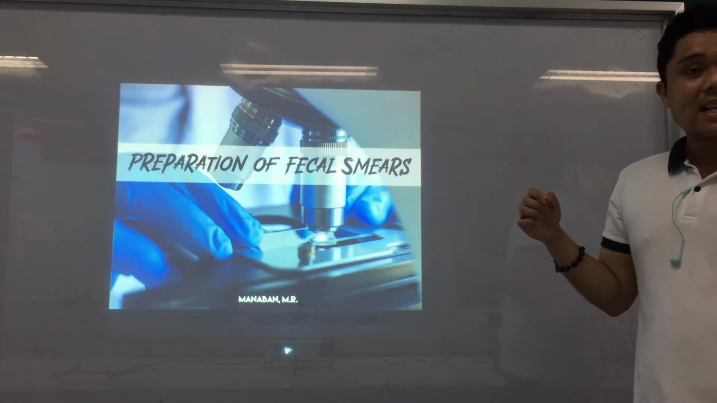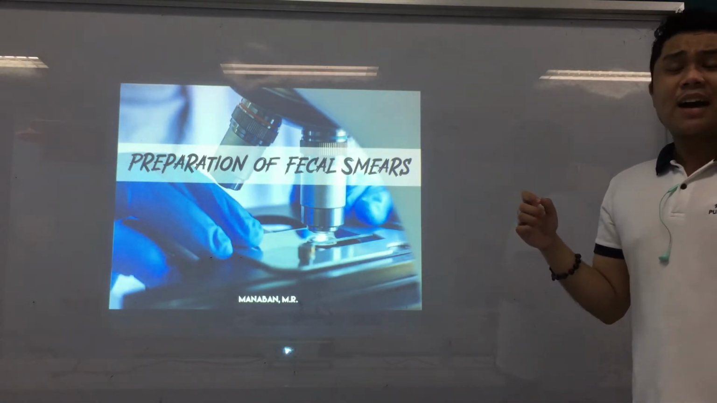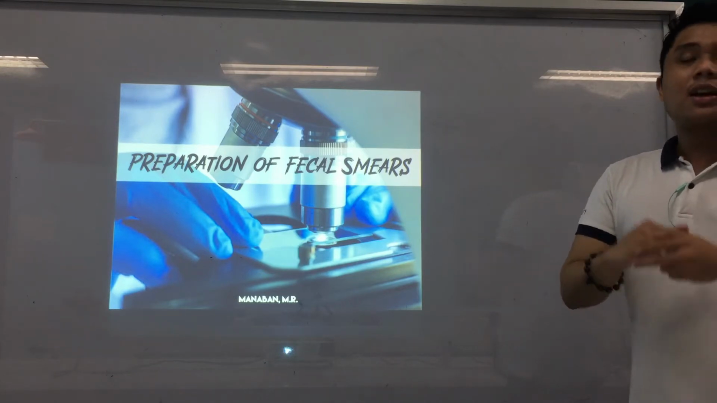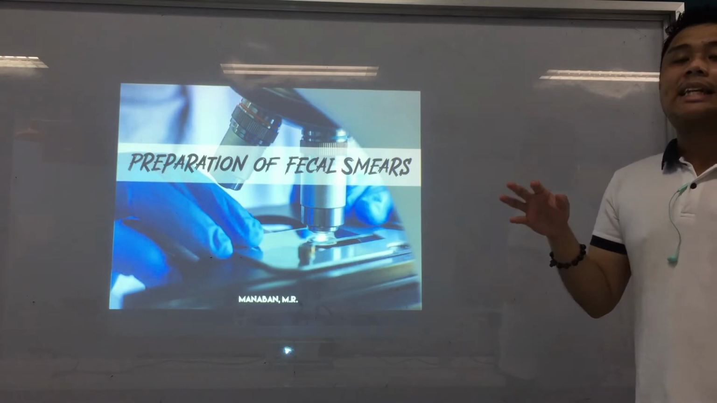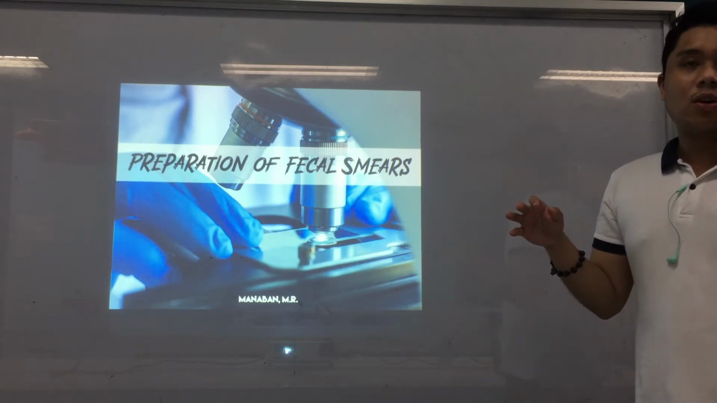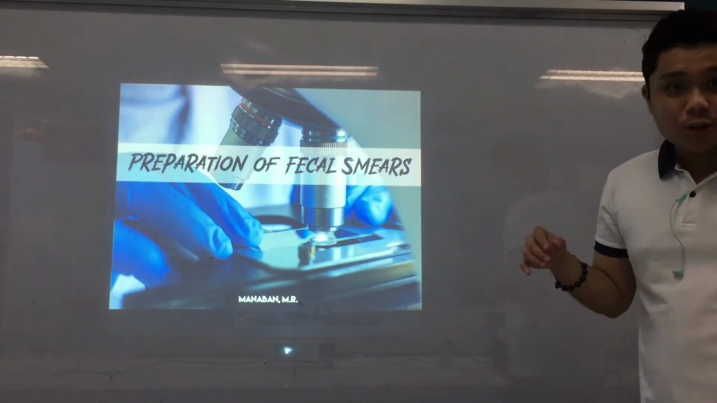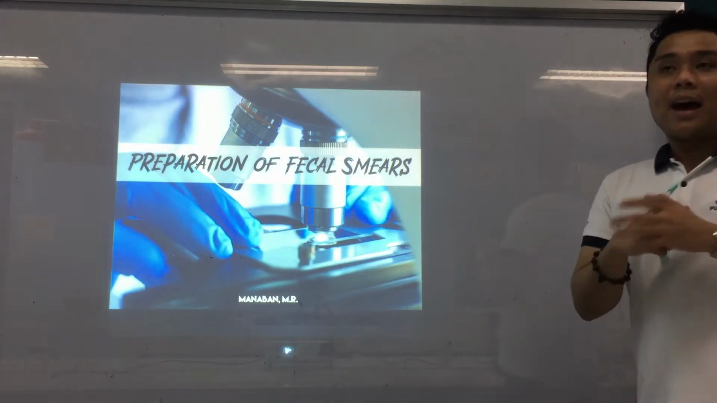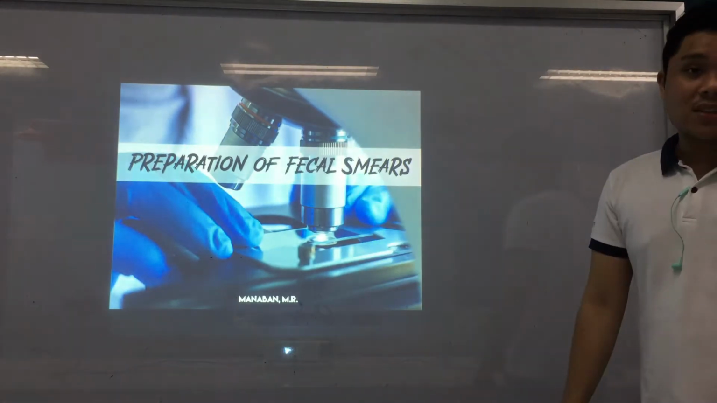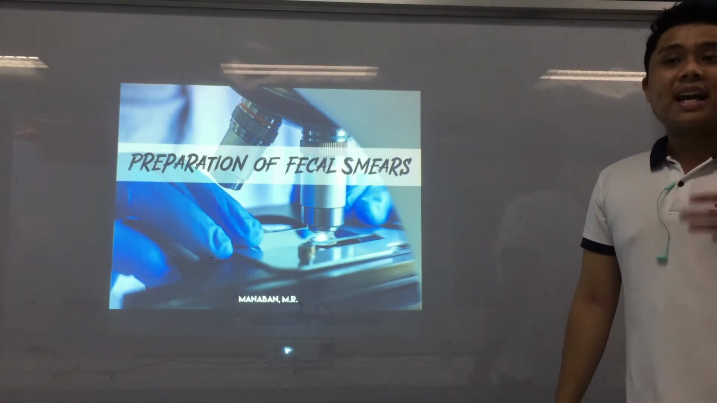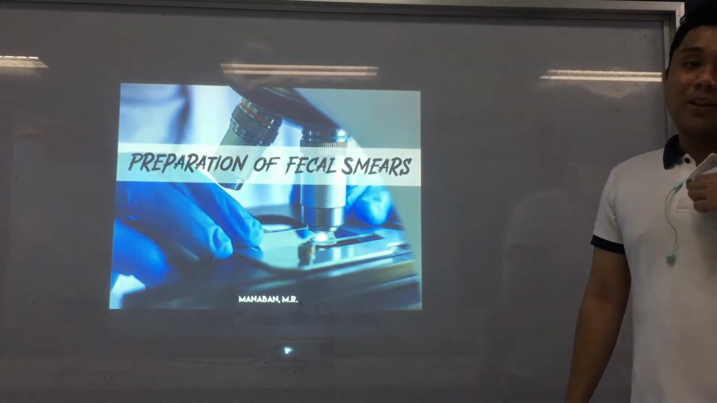That is what we have discussed in the previous lectures, right? So, after examining the gross appearances of your stool for its color, consistency, and other pertinent constituents or materials there, like your proglottids, adult roundworms, if there are any, then we proceed to making the fecal smears, or making slides out of your stool specimens to be examined under the microscope, of course.